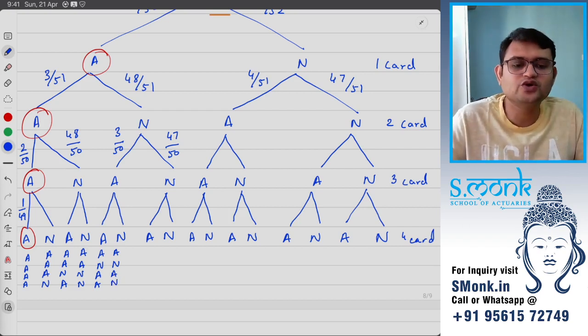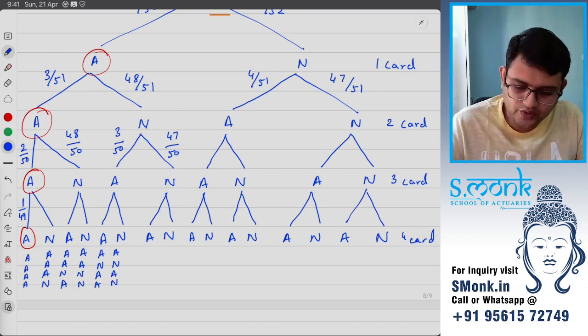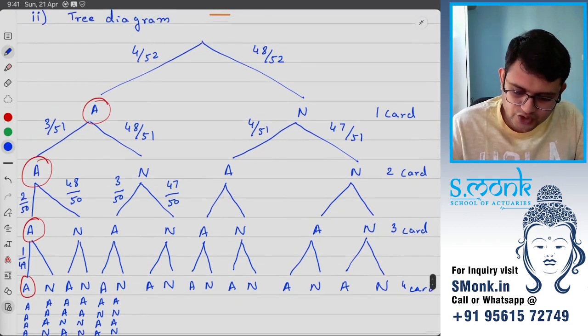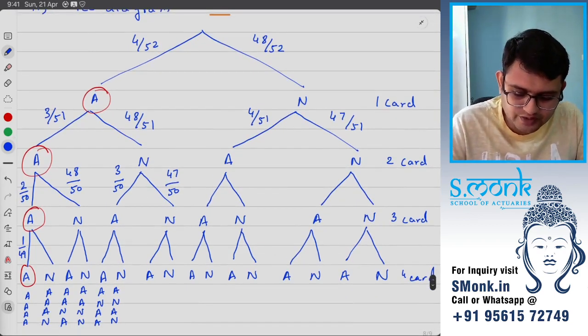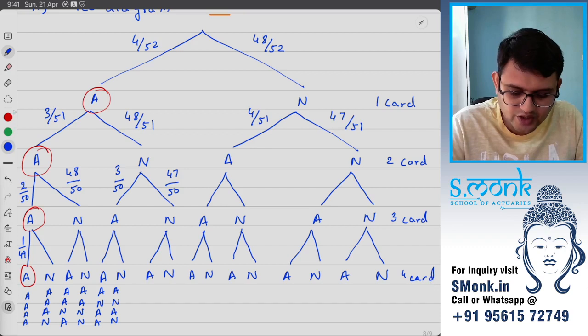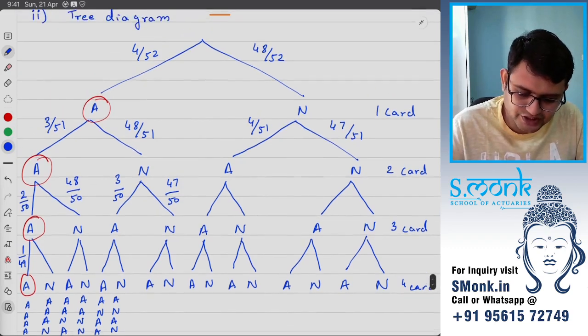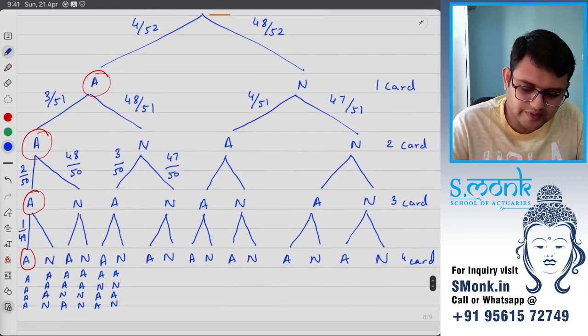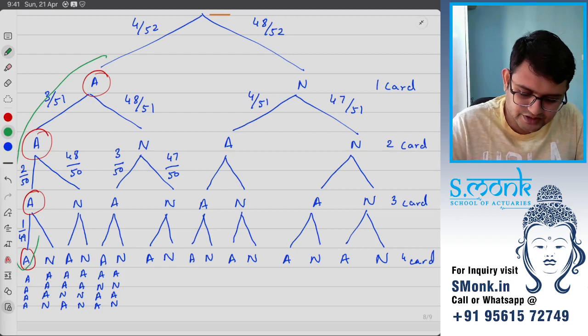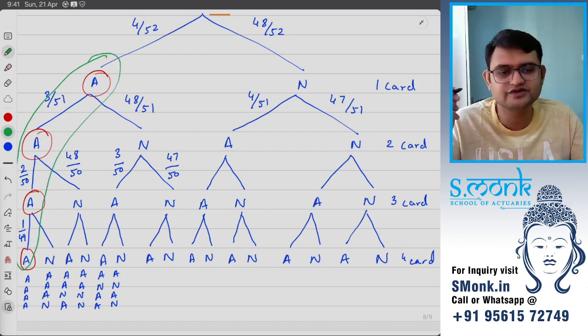You can fill the whole one. You can figure out what are the possible values. So if I ask you what is the probability of getting all 4 aces, that is what was asked here. So I will look at the branch that is giving me all 4 aces. This is the branch that is giving me all 4 aces.